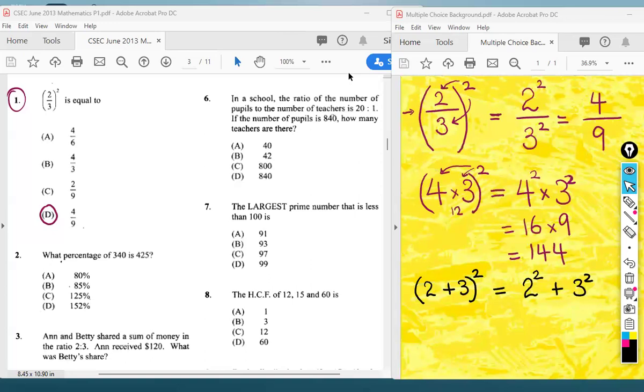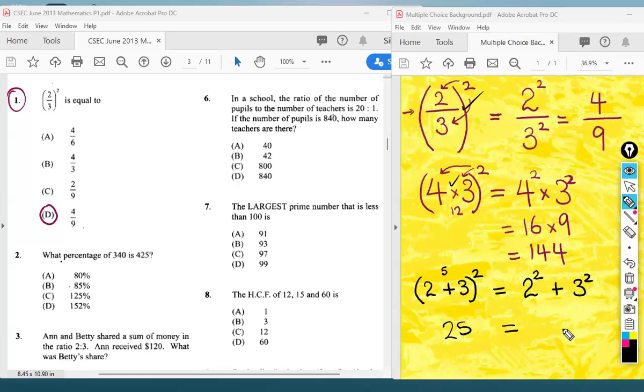The answer is no. I can prove that this doesn't work in maths. It works for division, it works for multiplication, but it doesn't work for addition or subtraction. And I can prove it. 2 plus 3 is what? 5. 5 squared is 25, right? So 2 plus 3 is 5, and if we square that answer, we get 25.